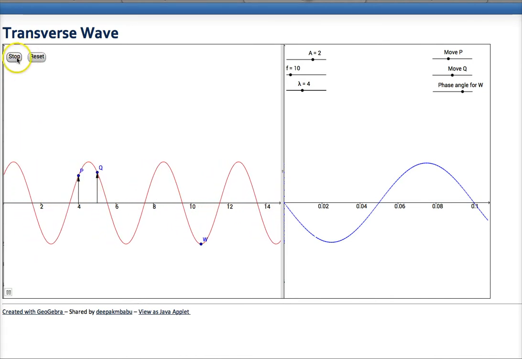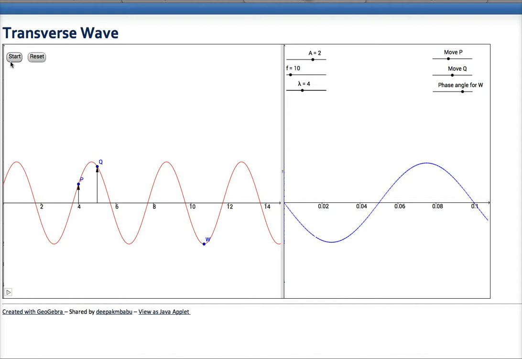Okay, let me just stop it here. Did you see that? Did you see how the particles move up and down and the wave moves forward? And then on the right hand side, did you see the motion of the particle over time? Yeah, so this particle P, its displacement goes down first, then goes up, and then goes down again. So this particle is vibrating in one place, up and down, but this is time on this axis.